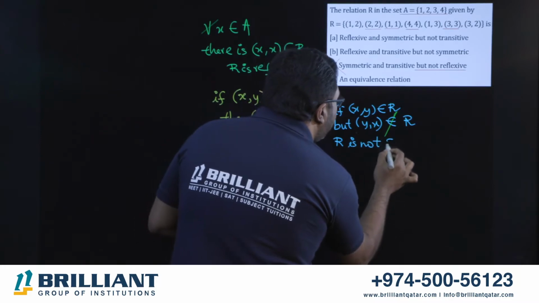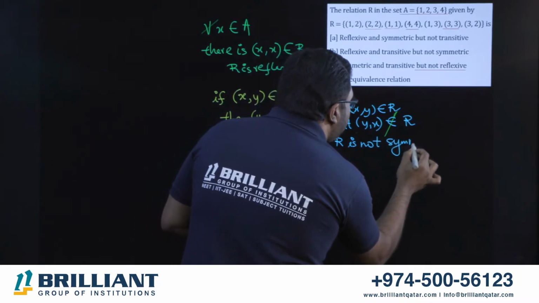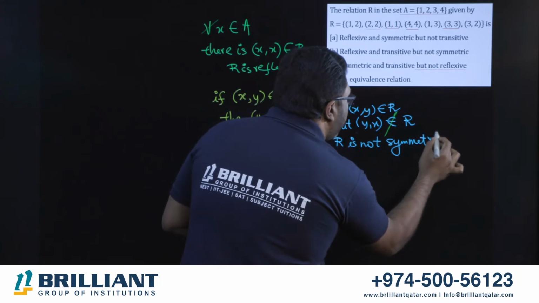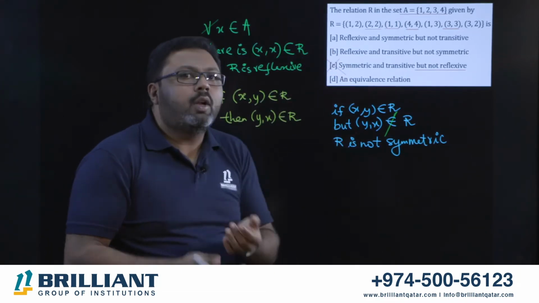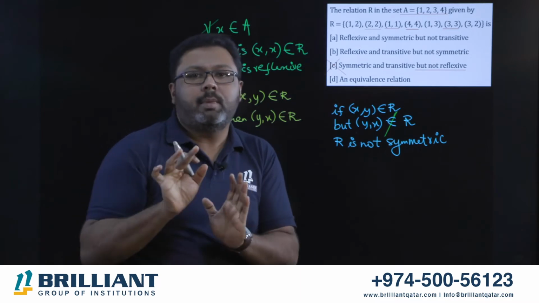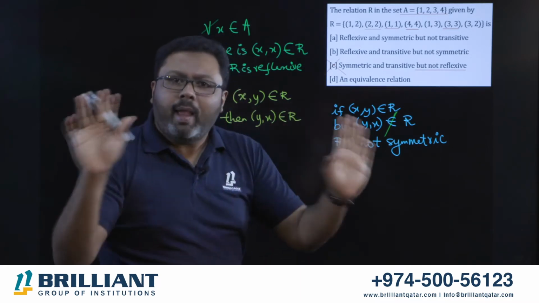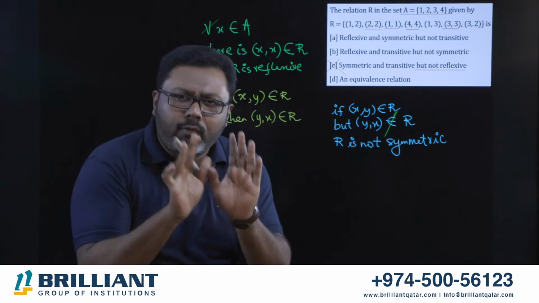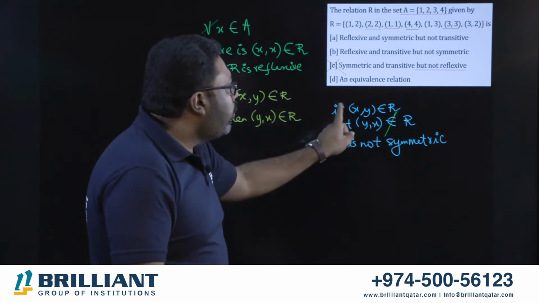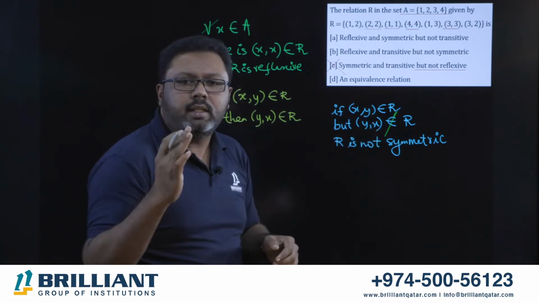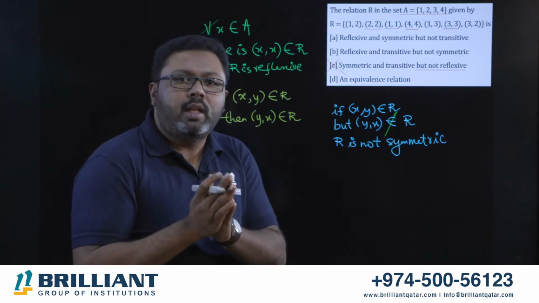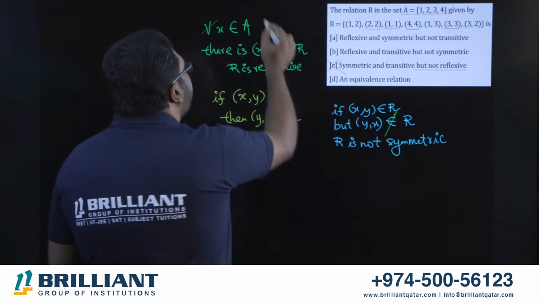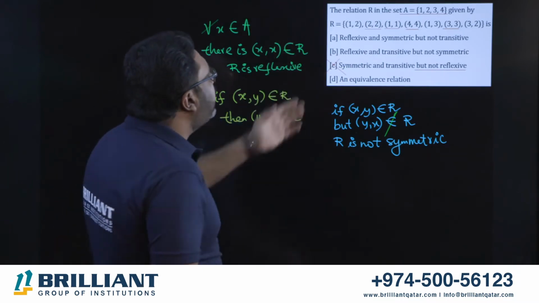I want everybody to understand only this concept for not symmetric. That is the only reason for a relation to become not symmetric. Every other condition makes it symmetric. So (x, y) is inside the relation, but (y, x) is not inside the relation. That is the only reason for not being symmetric. Now look at the statements, my dear students, one by one.